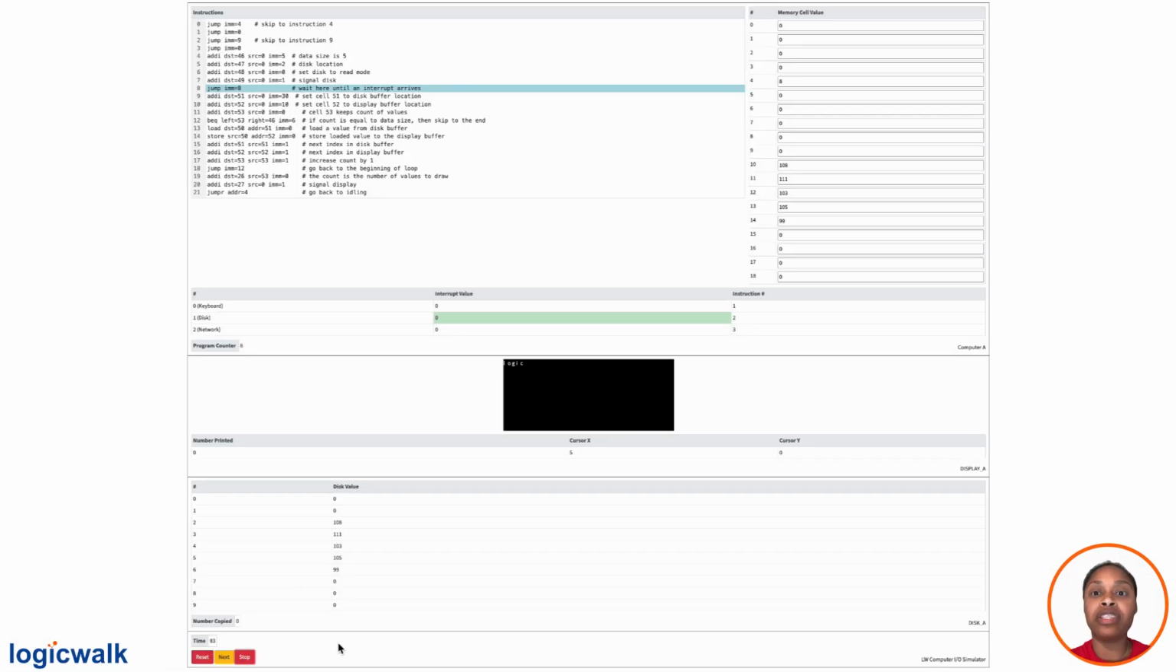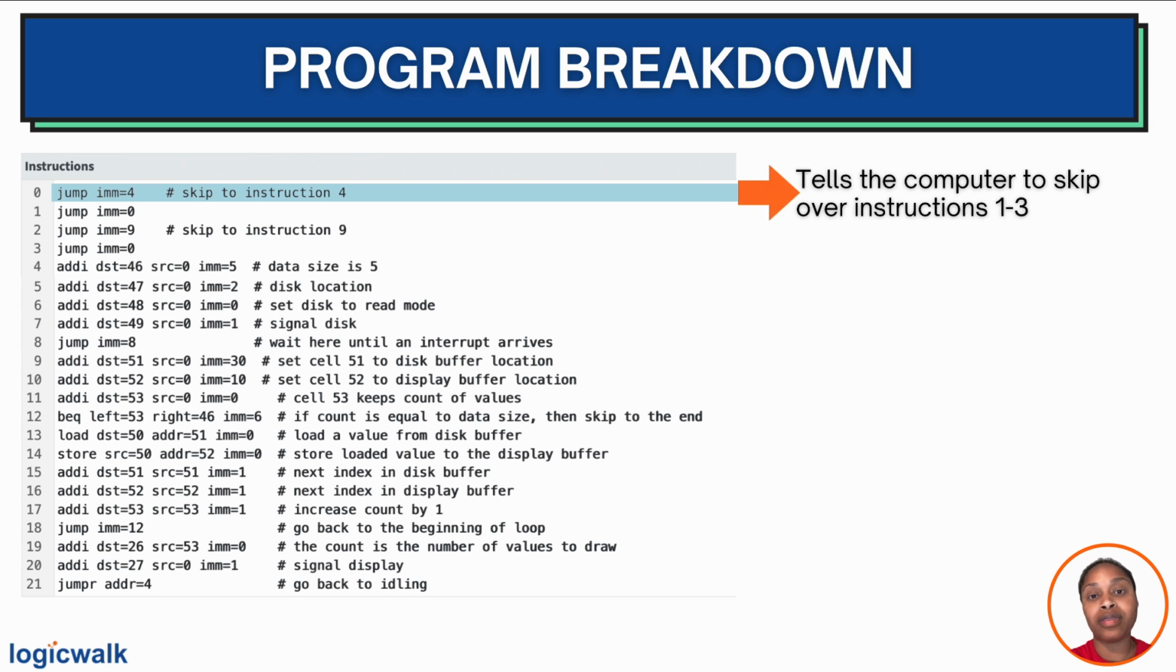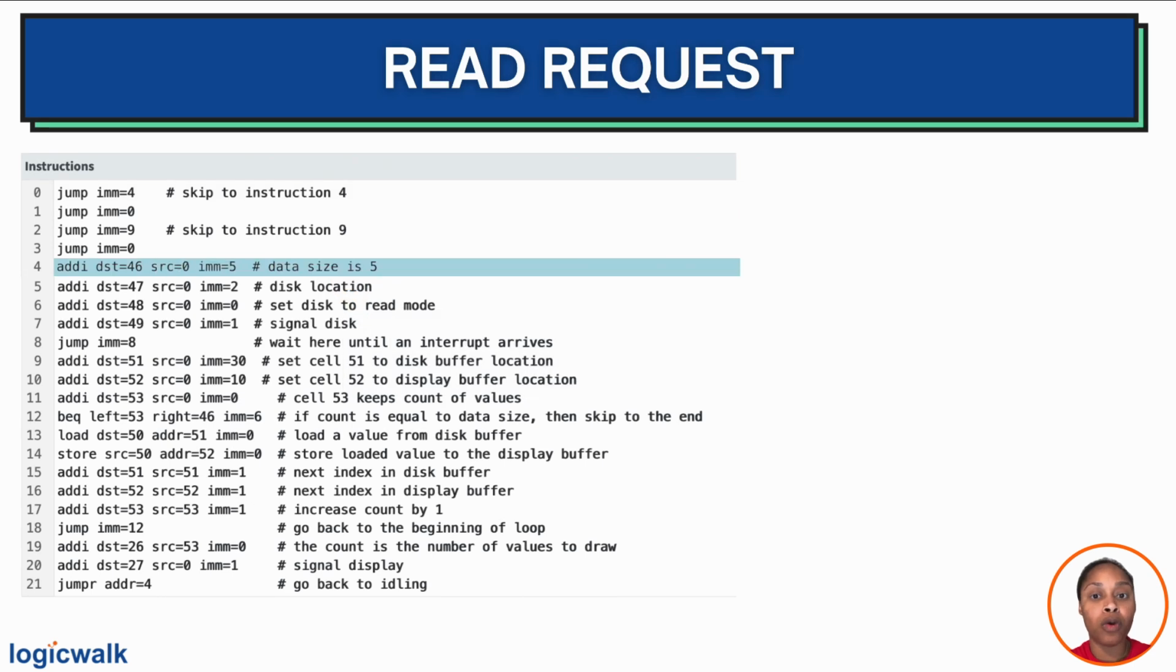Next, let's go through each instruction in the order that it happens in this program, with more detail to understand how this happens. Instruction 0 tells the computer to skip over instructions 1 through 3, which should only run when an interrupt occurs. Instruction 4 stores the data size into memory cell 46.